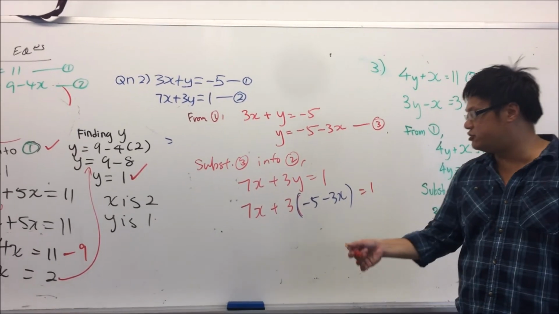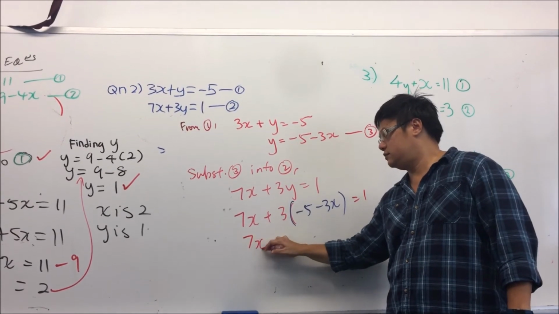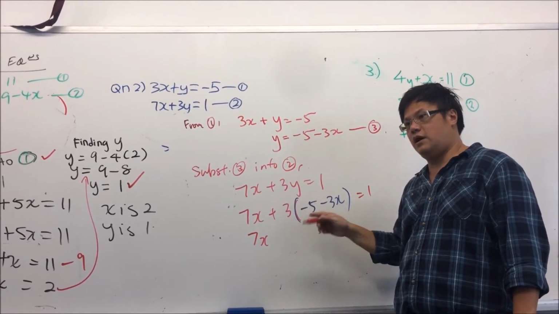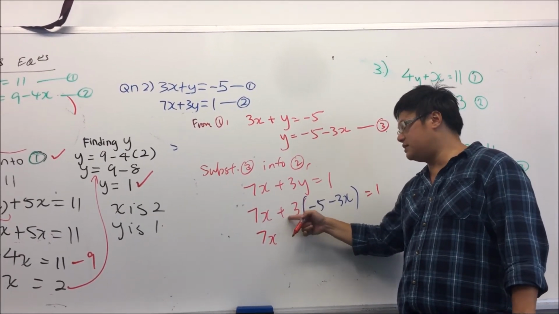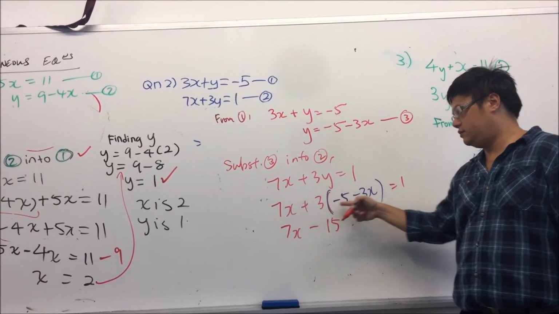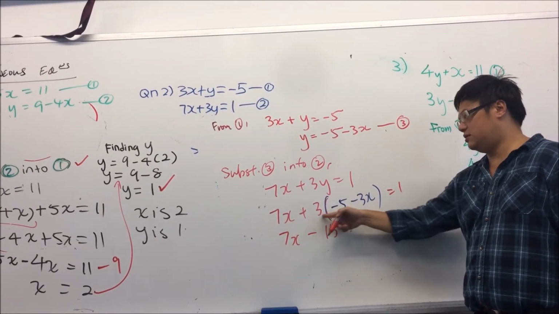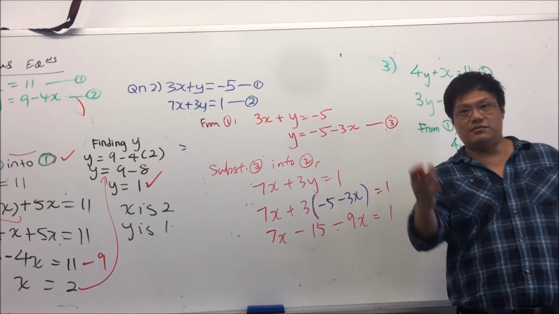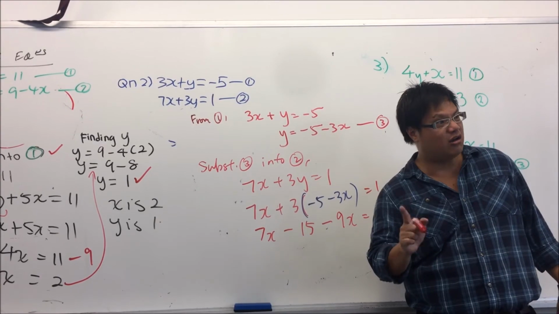Okay, Gaia, let me test you. What is my next line? 7x, plus or minus? Minus 15. Very good. 9x, then plus or minus? Minus, good. Equals to 1. See? Last time maybe you struggled, cannot do. Now can do already. We will be doing a lot of this in chapter 5.